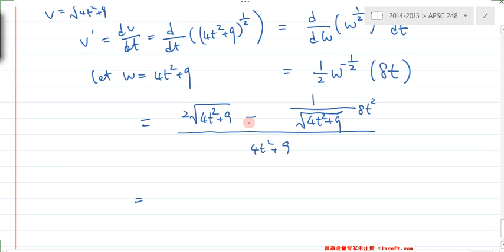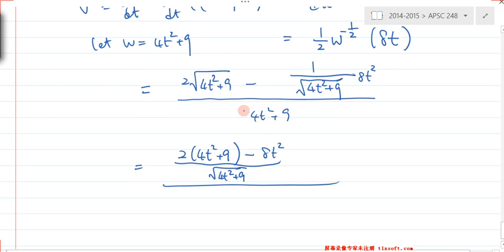you look at this one here. So simplify this as this times this. Now this times this gives us 2 times, right? And minus what? 8t squared. And over what? Okay? Is everybody following here? Yeah? Okay. So don't forget the original denominator here.